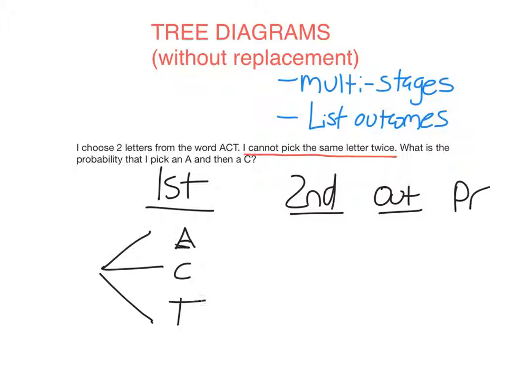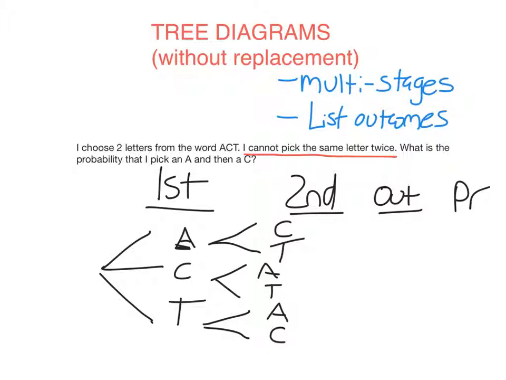Now, if I pick an A first up, I can only pick a C or a T. If I pick a C first up, I can only pick an A or a T on the second go, and if I pick a T first up, I can only pick an A or a C on the second go. So here, the outcomes are I've picked A, then C, A, then T, C, then A, C, then T, T, then A, and T, then C.